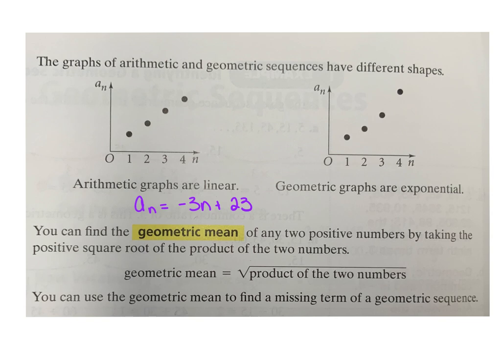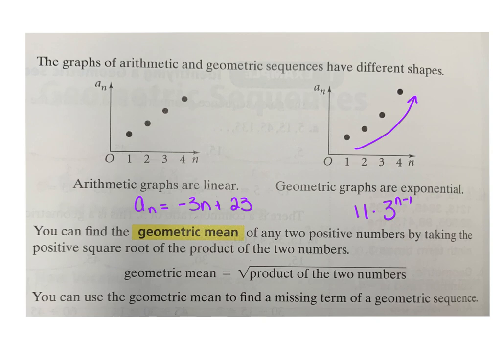When you do this guy, which was what, 3 to the n minus 1, is that what it was? So we had 11 times 3 to the n minus 1. This is an exponential, right? So you can see it curving like a parabola. There's a reason, okay? This is an exponential formula. So geometric's going to grow exponentially.